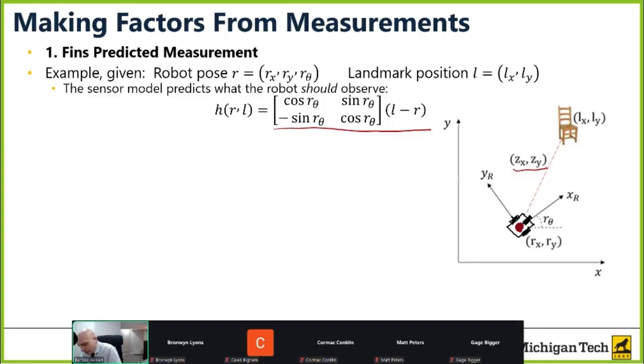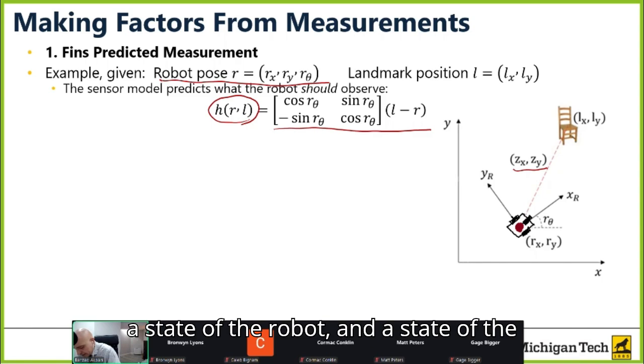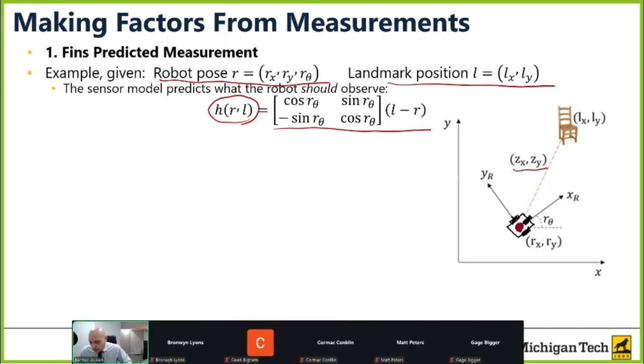So the predicted measurements are actually this h. In this h, you have the robot's position, the state of the robot, and the state of the landmarks, and you compute these predicted measurements.